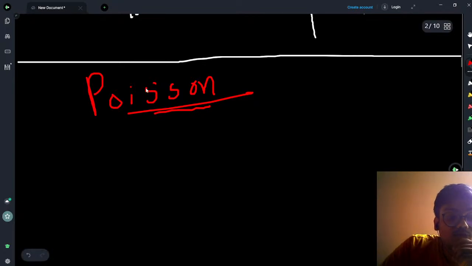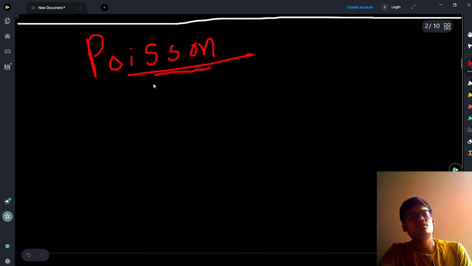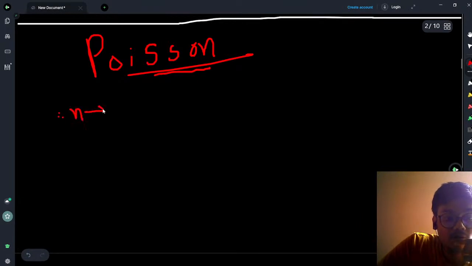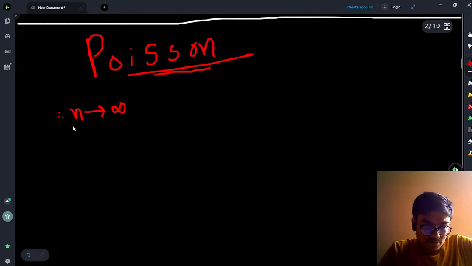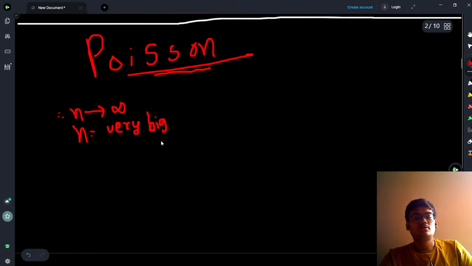So we can say that the Poisson distribution is a special case of the binomial distribution, or an extended case where the binomial distribution will not give a correct answer or there is some difference in the answer. So what's that case? The case is when n tends to infinity, meaning the value of n is very big. At that time we use a Poisson distribution.